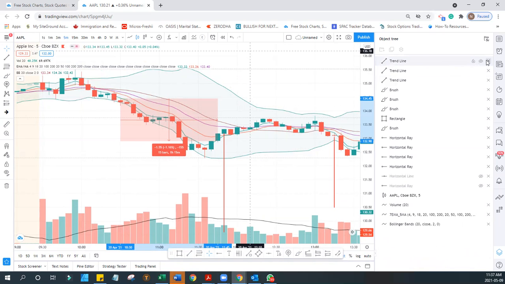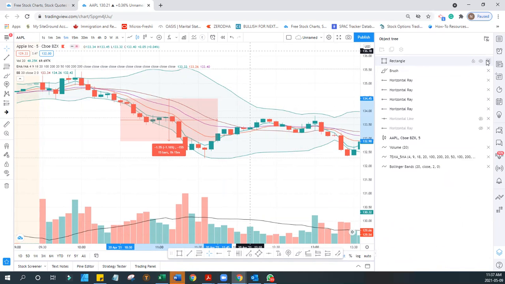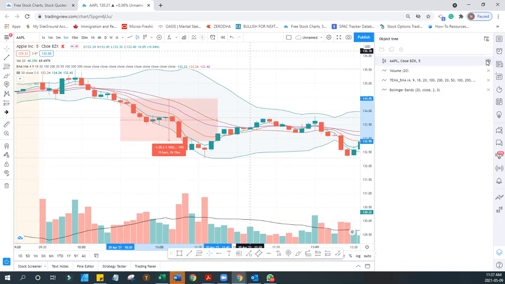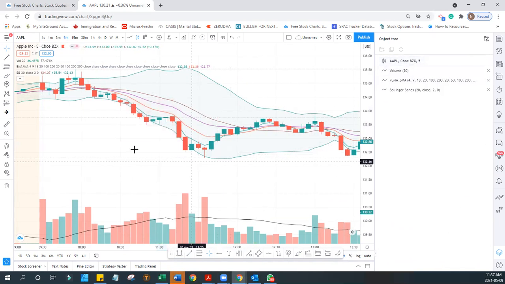Jigar bhai, one question for this Bollinger Band and CPR. Are these used only for day trading, or can we use them for swing trades and longer term trades?